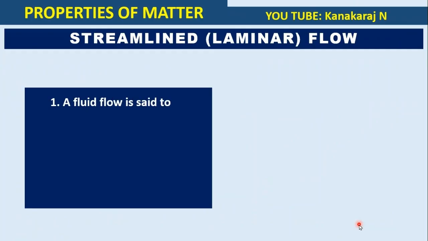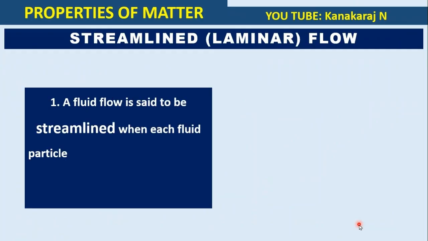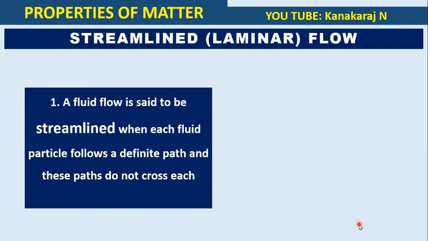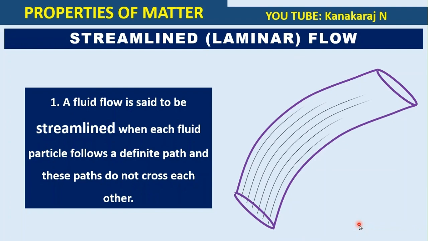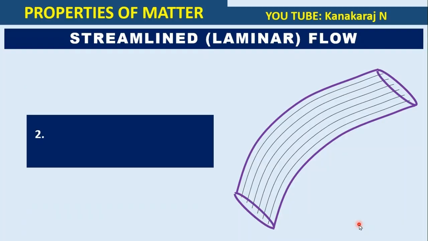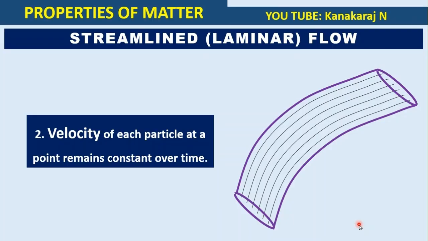1. A fluid flow is said to be streamlined when each fluid particle follows a definite path and these paths do not cross each other. Here you have a pipe. The fluid flows through this pipe. 2. Velocity of each particle at a point remains constant over time.